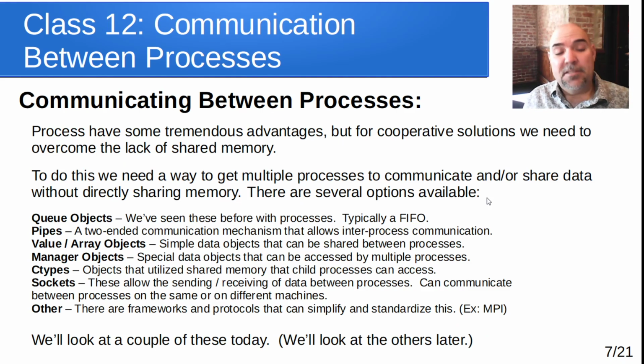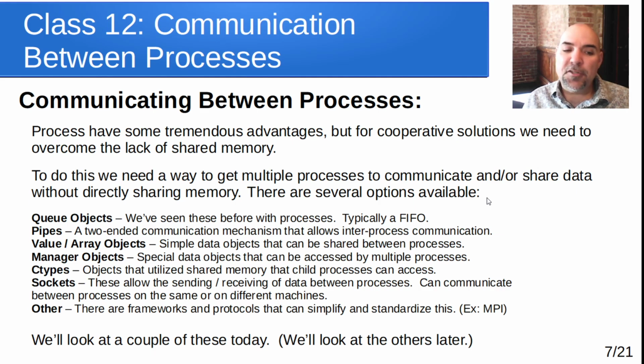All right, so communicating between processes. There are some tremendous advantages to using processes rather than using threads. But anytime we have multiple processes and we want a cooperative solution, we need to overcome that lack of shared memory, or overcome that isolation. And to do that, we've got to have ways for multiple processes to communicate and share data. We have to do so without directly sharing memory. So there are several options available for that. I've listed some here. We're not going to look at all of these today. Queue objects, pipes, value/array objects, manager objects, C-types, sockets. And there are other frameworks as well that help with that, like MPI, which we might have time to look at later this semester. But we're going to start looking at a couple of these today.